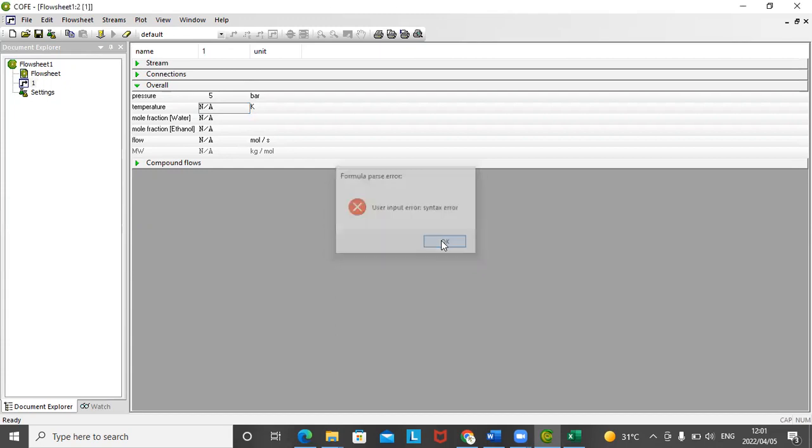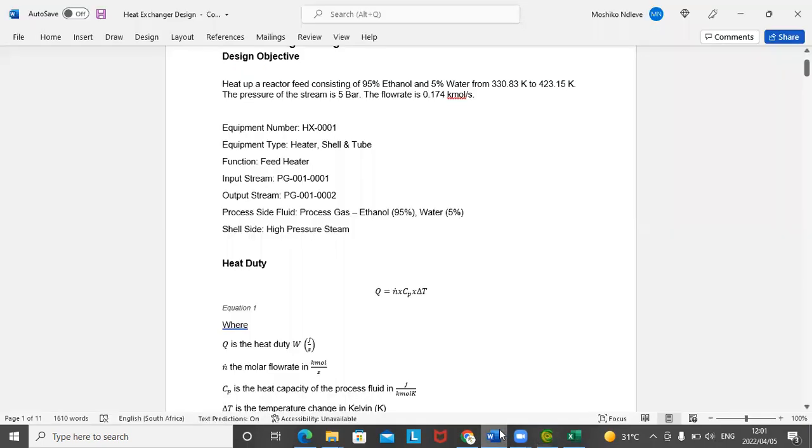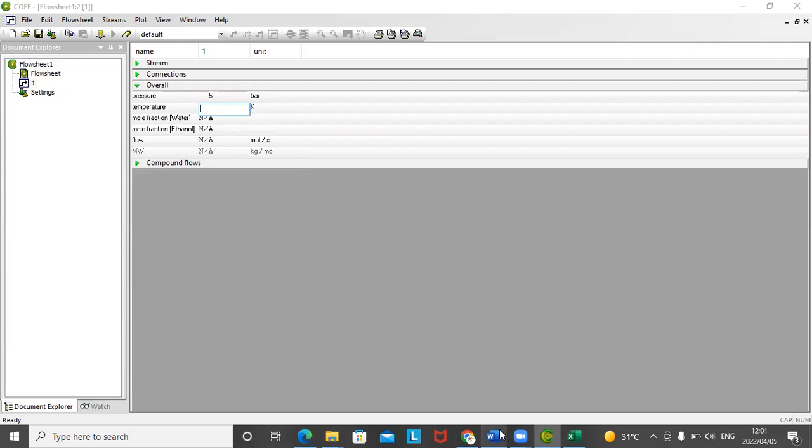syntax error, it means it's not using the same format as our, so it's set on as the value. We said we were coming in at 330.83, 330.83. Excuse me if I'm rather moving quite fast.